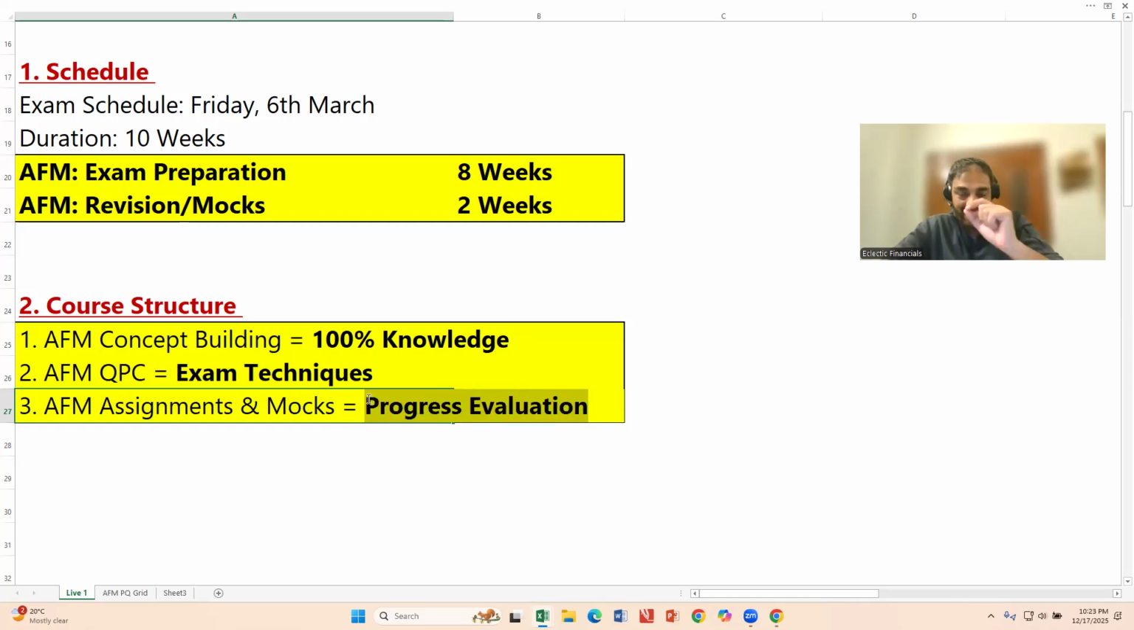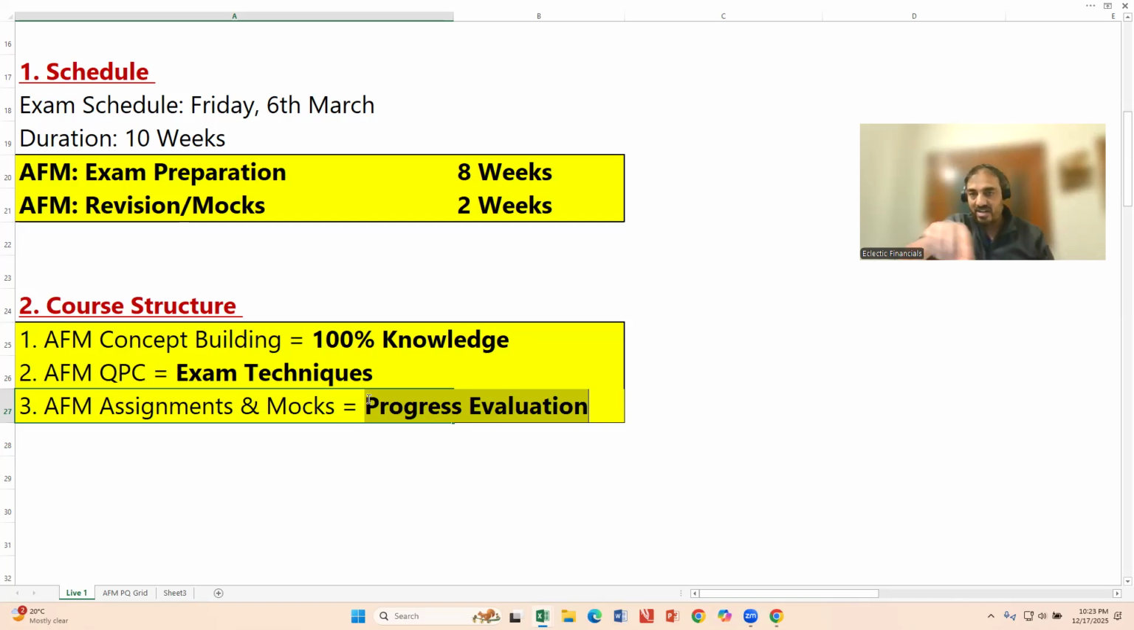And number three, if the student says, I will get the knowledge, I will learn the exam technique, and I will demonstrate that directly in the examination hall, before the examination hall I will learn all the things, but I will not evaluate my position whether I am able to progress in the exam or not, I will directly attempt the exam, the student will not be able to pass the exam. In simple words, progress evaluation means assignments and mocks.